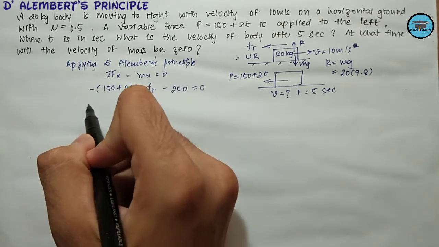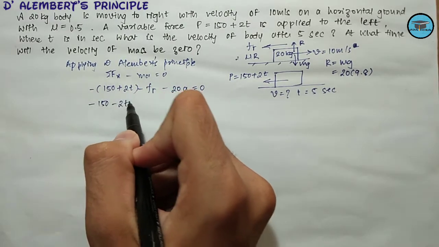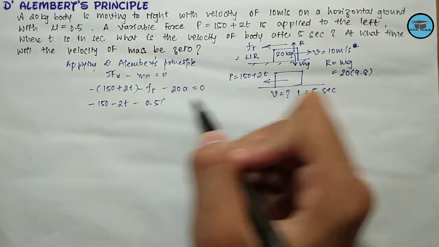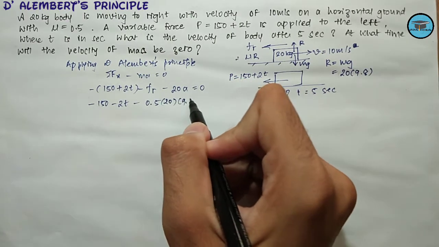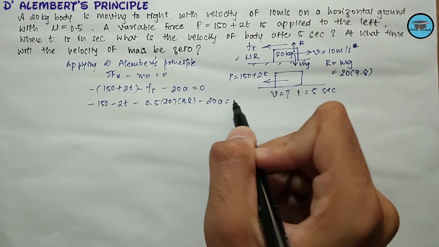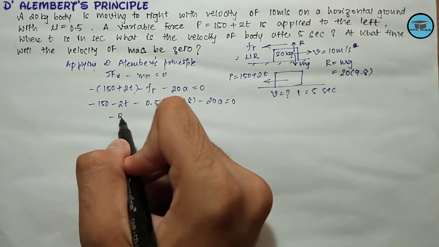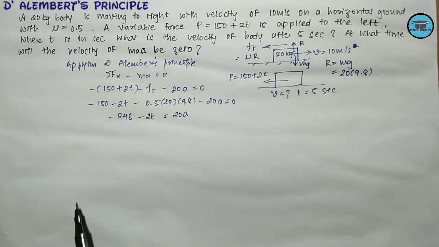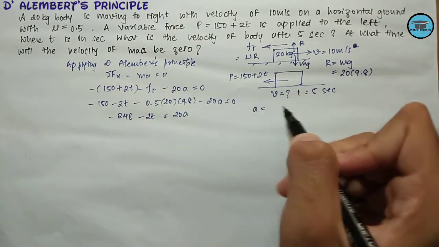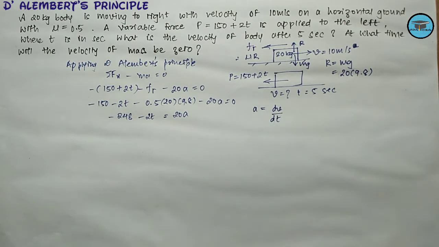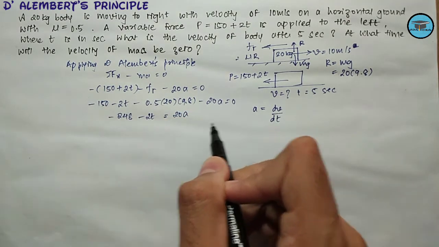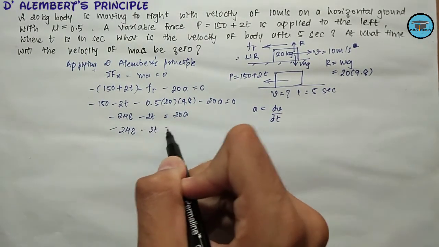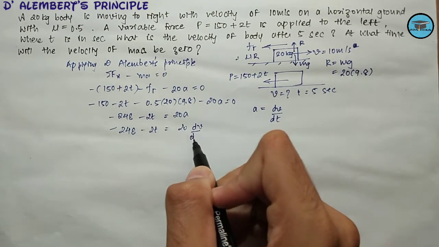Solving further, minus 150 minus 2t minus the frictional force, that is mu R, and mu is 0.5, so 0.5 into R, that is 20 into 9.8, minus 20 into a, equals 0. So we get minus 248 minus 2t equals 20 into a. Acceleration can be written as dv divided by dt, so placing this in the equation, we get minus 248 minus 2t equals 20 into dv divided by dt.